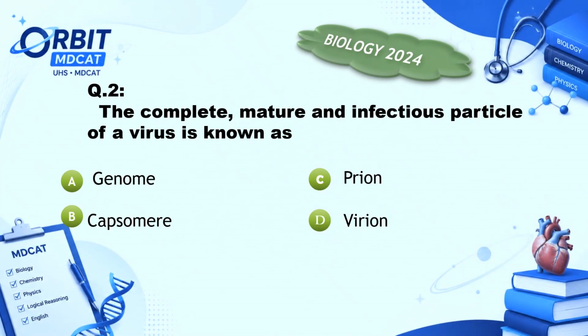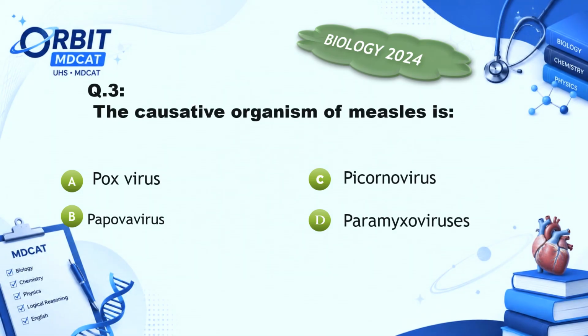Question number 2: the complete, mature and infectious particle of a virus is known as A. Genome, B. Capsomere, C. Prion, D. Virion. Question number 3: the causative organism of measles is A. Pox virus, B. Papovavirus, C. Picornavirus, D. Paramyxoviruses.